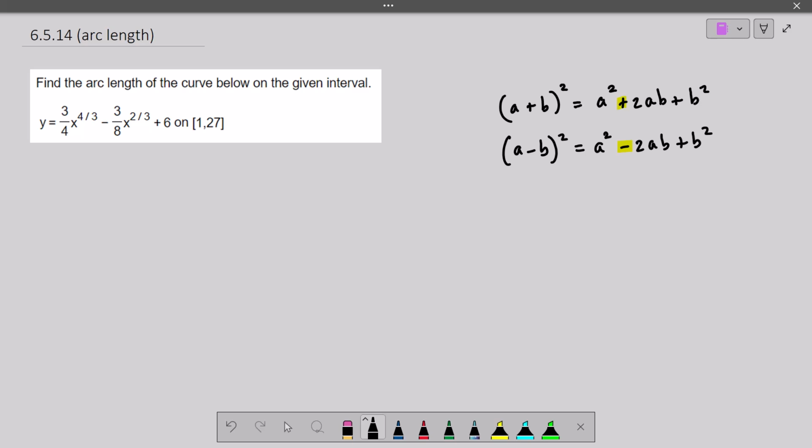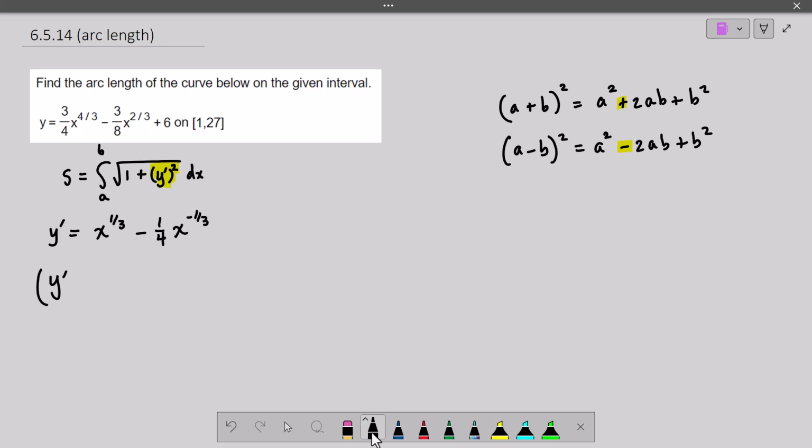The formula to find arc length: we are going to find arc length by integrating on the interval the square root of 1 plus the derivative squared with respect to x. So let's go ahead and find these pieces. We definitely need the derivative, so let's do that first. So y prime is going to be x to the 1/3 minus 1/4 x to the minus 1/3. The derivative of 6 is 0, so that's what we are left with. And then we know that we are going to need the square of this inside the square root. So let's go ahead and square that.